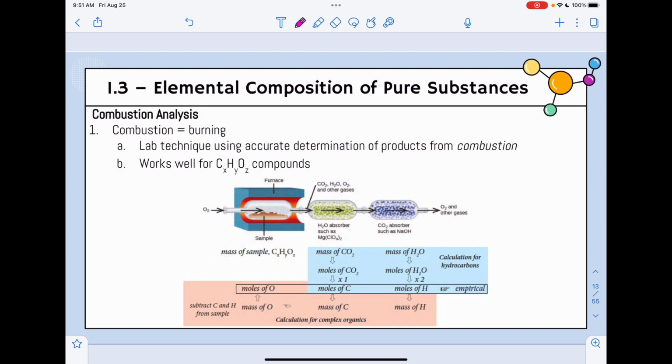Another technique that we have is called combustion, where we burn the substance. This works really, really well for substances that have carbon, hydrogen, and oxygen. So what we look at when we burn these types of substances, we will always get carbon dioxide and water as a product. There we go. That's the right word. Then we can use the mass of the carbon dioxide and the mass of water to figure out the moles of carbon, moles of water, moles of oxygen to determine what the empirical formula would be.